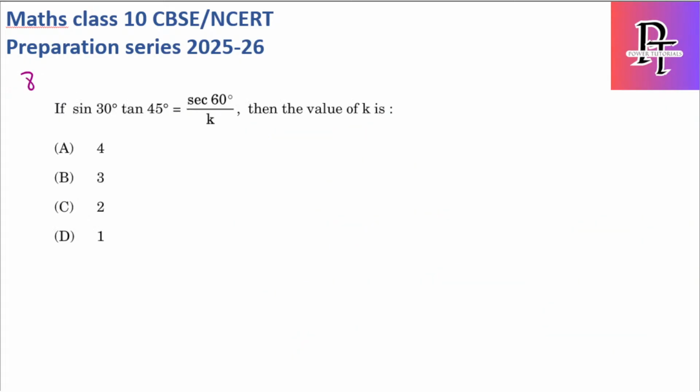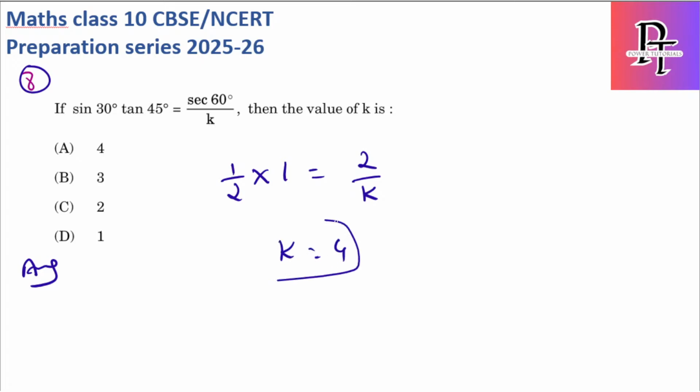Okay, let's move to the 8th question. If sin 30 degrees into tan 45 degrees is equal to secant 60 by k. So simply for this question you have to remember the table of values and solve easily. Sin 30 is 1 by 2, tan 45 is 1, secant 60 is 2. So simply, the k value is 4. You have to remember the table values, then only you can solve most of the trigonometry questions, which will be directly based upon the degree values.